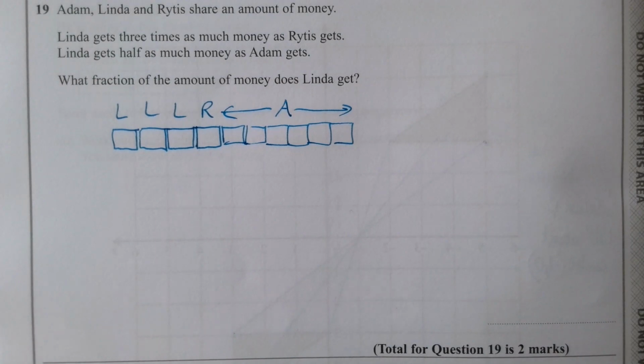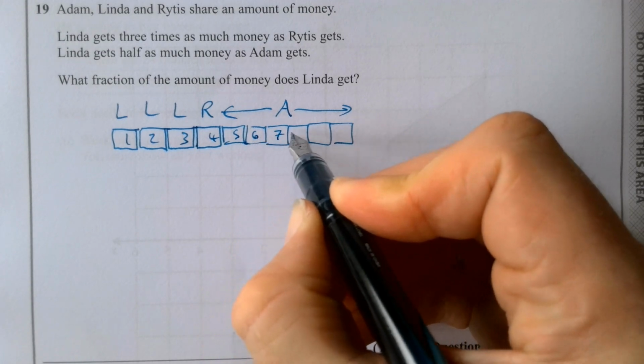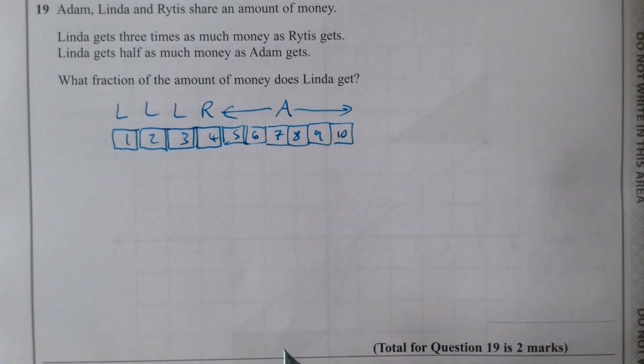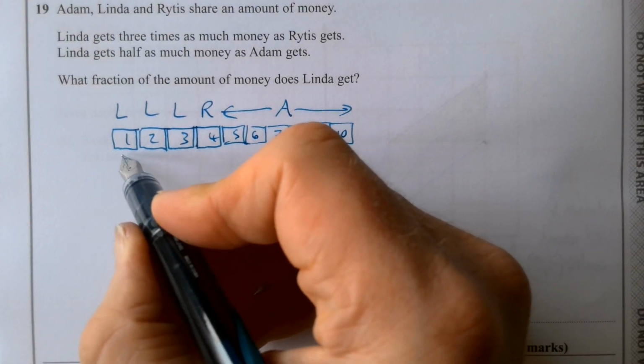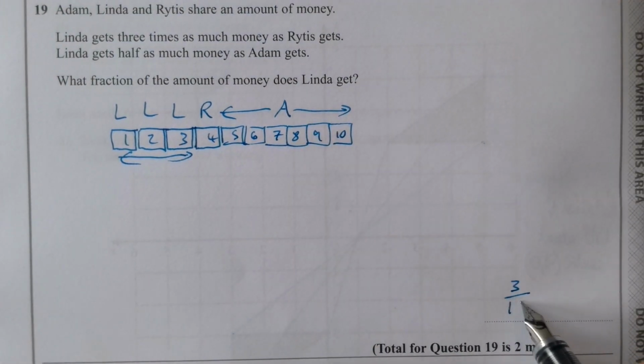What fraction does Linda get? Well, we've got 1, 2, 3, 4, 5, 6, 7, 8, 9, 10 equal parts. And Linda is getting 3 of them. So Linda gets 3/10.